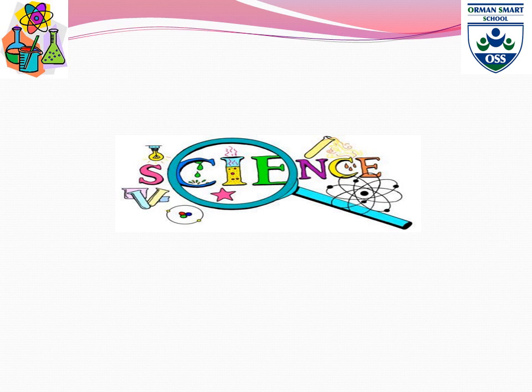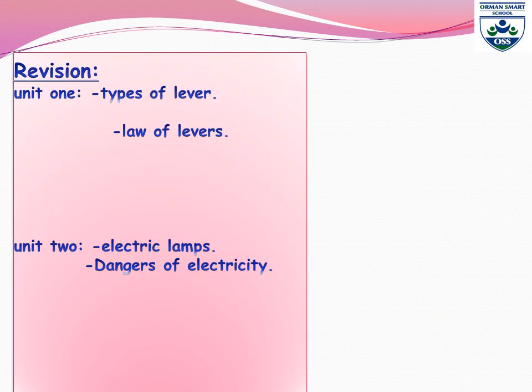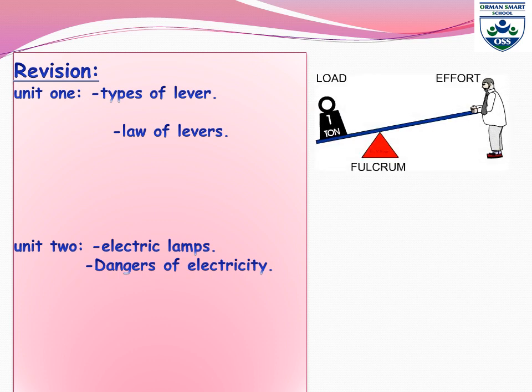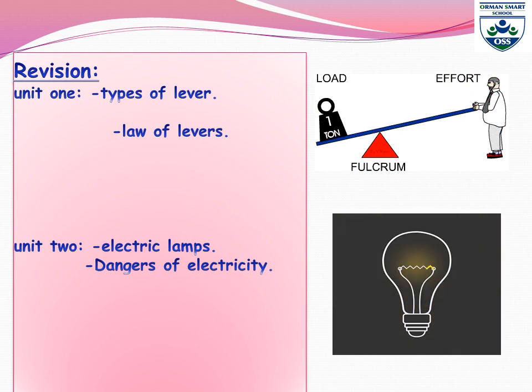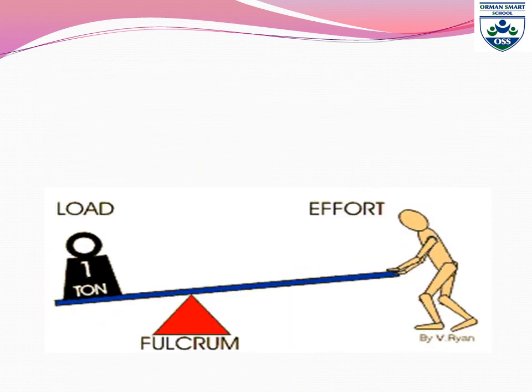Today we will start the revision on science in second term. In second term we studied two units. Unit 1, levers. In this unit we studied types of levers and law of levers. Unit 2, electricity. In this unit we studied electric lamps and dangers of electricity. Before the revision, I will remind you of some information in the units.